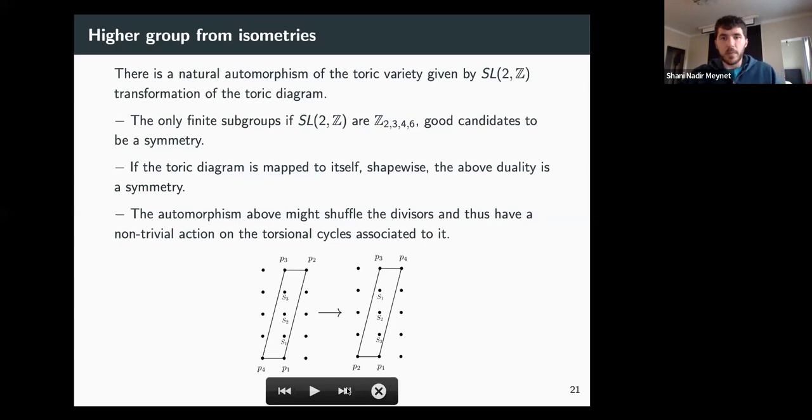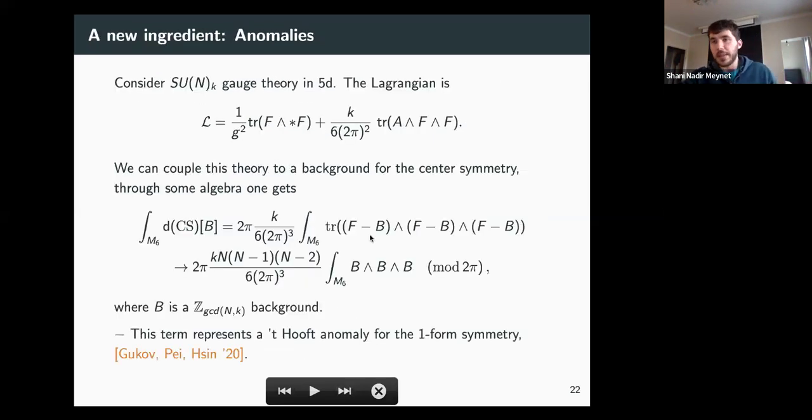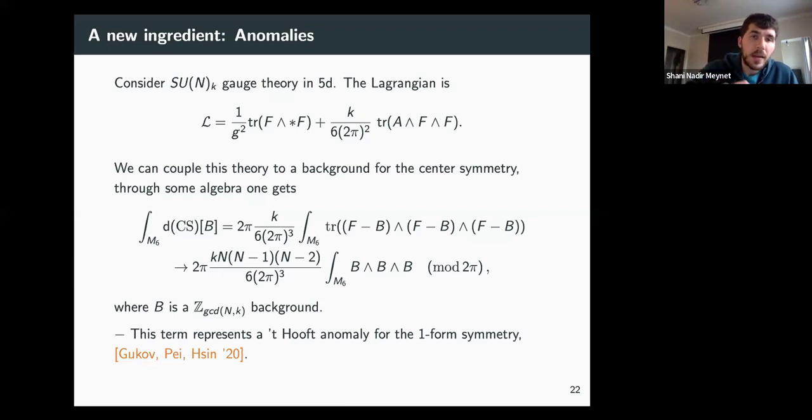So with this said, let's go back to the new interesting ingredients that we have in 5D that we didn't have in 7D. In 5D, what happens is that if I consider SU(N) at level K, I have this Lagrangian that I wrote up here, and the Chern-Simons term can lead to an anomaly for the one-form symmetry. What does this mean? It means that if I have SU(N) at level K in 5D with a Chern-Simons term, it might happen that it is impossible to gauge the one-form symmetry.